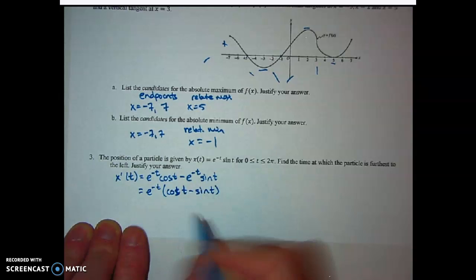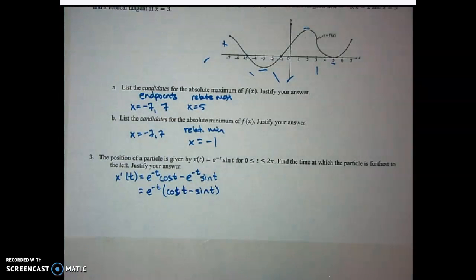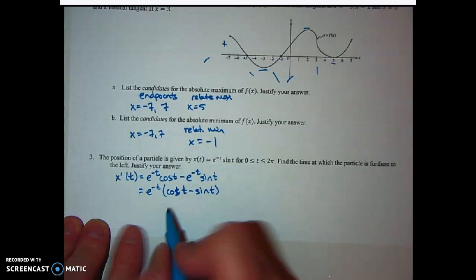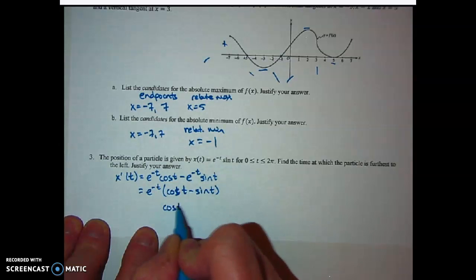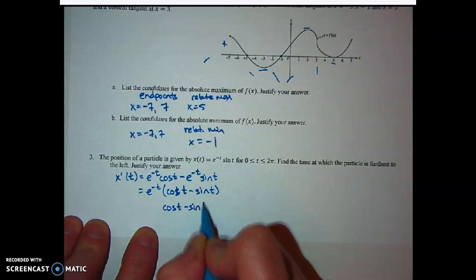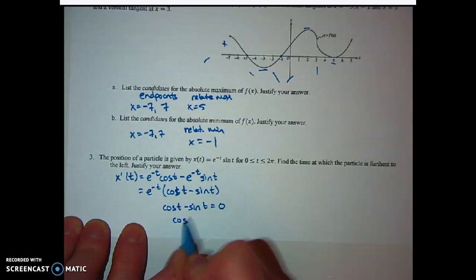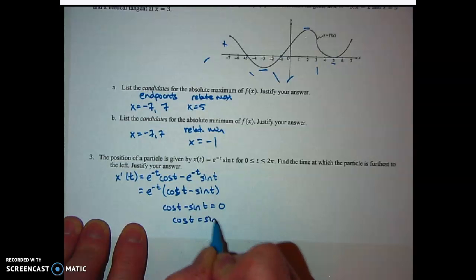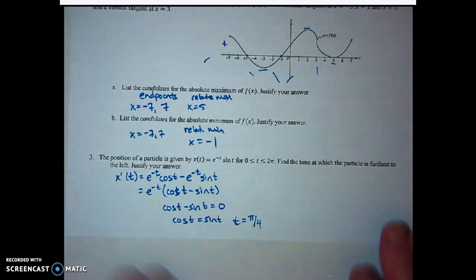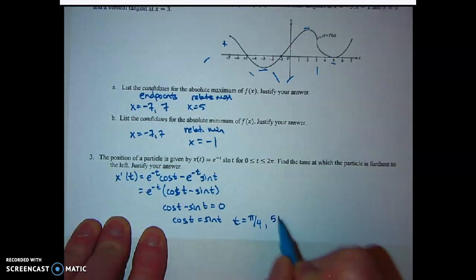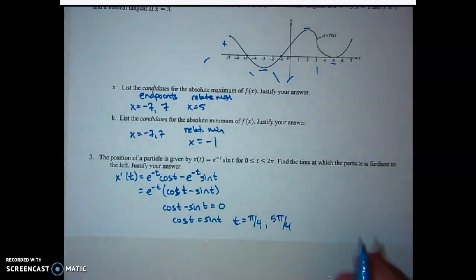So when we set this equal to 0, we would just divide by that e to the negative t. It's just a constant. What we actually need to find then is when is the cosine of t minus the sine of t equal to 0. That simply is when is the cosine of t equal to the sine of t. Remember, that's going to happen in the first quadrant when the sine and cosine are both positive, or in the third quadrant when the sine and cosine are both negative.